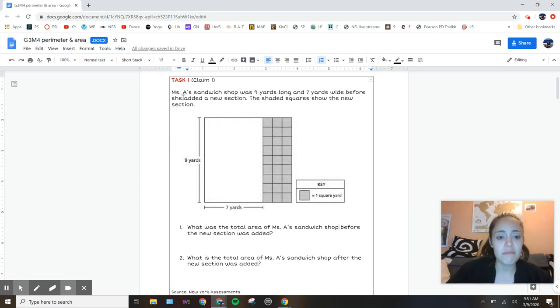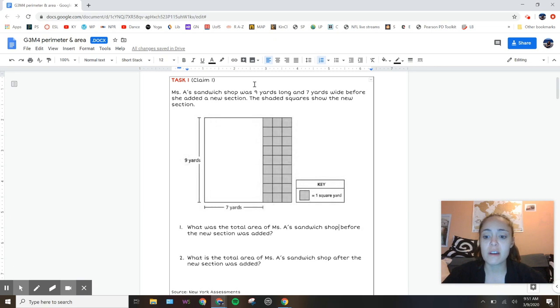So I have my word problem here. I know with a word problem, I always need to read, draw, write. Those are the three most important things when I see a word problem. So let's read it together. Miss A's sandwich shop was 9 yards long and 7 yards wide before she added a new section.